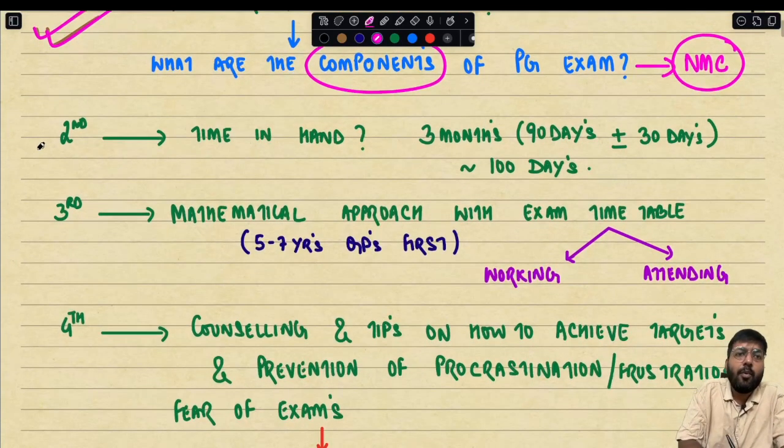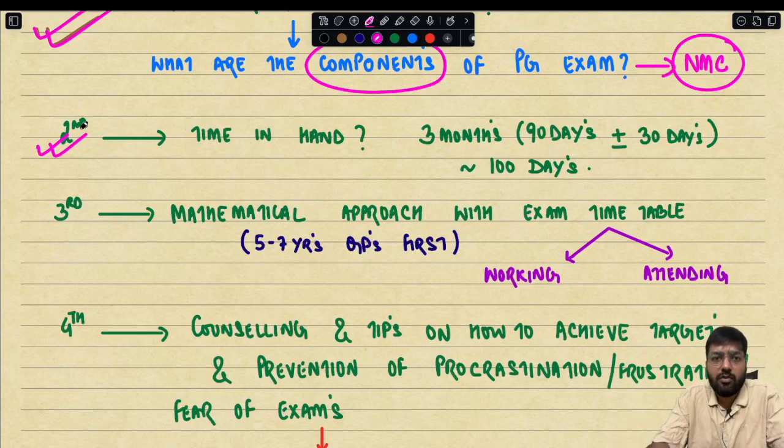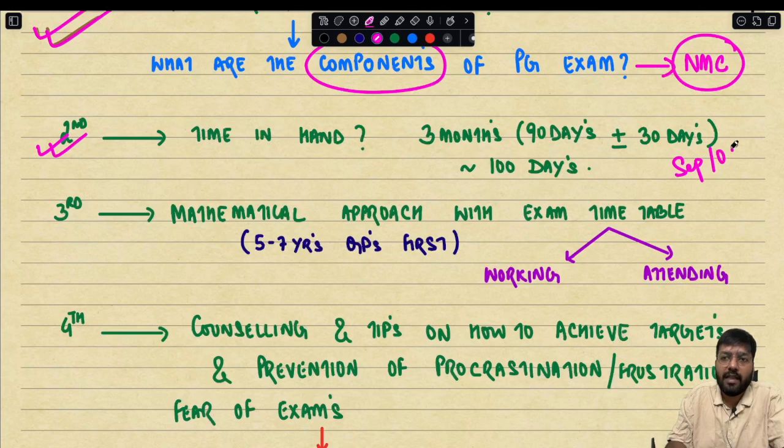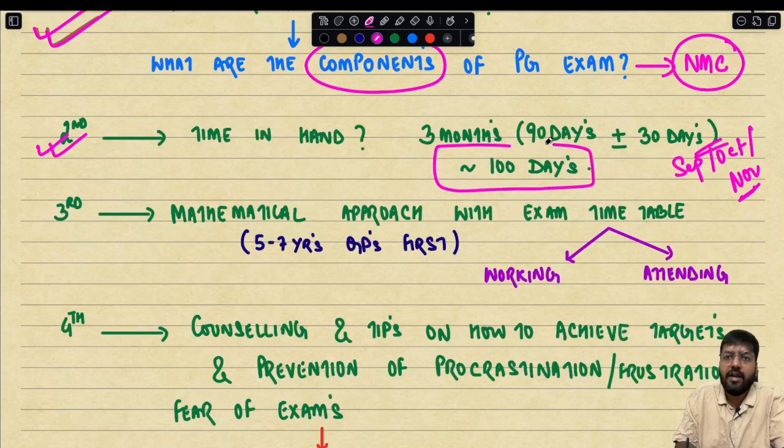The second component that we are going to discuss today is what time you have in hand and how you are going to utilize this time for your approach. You basically have 3 months, 90 days. Some of you have exams in September, some in October, and some in November. So I will take 3 months plus minus 30 days approximately. On an average, I will take 100 days of time that you have for your exam.